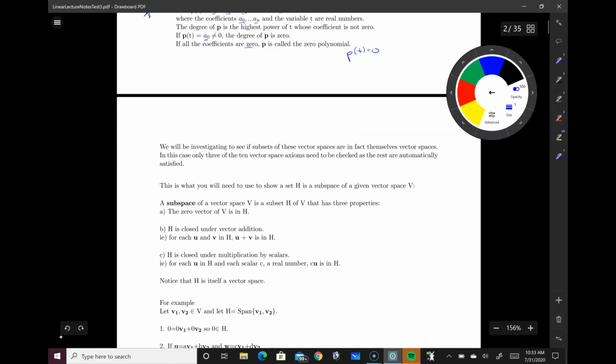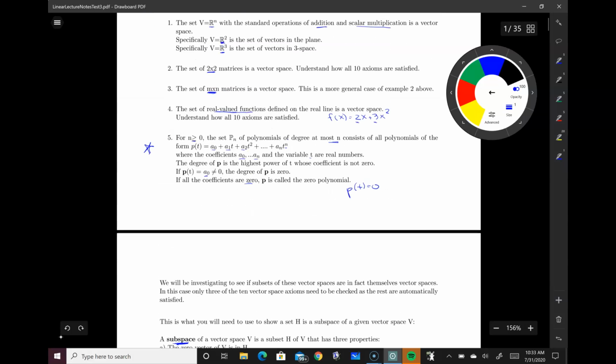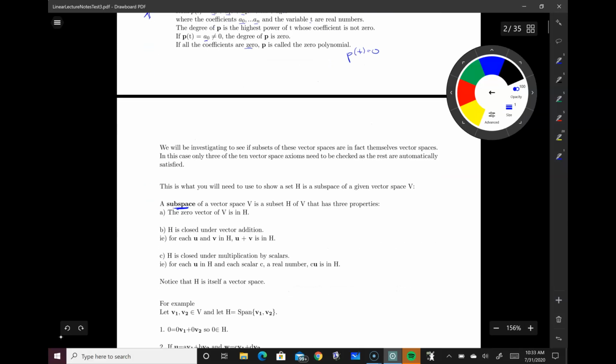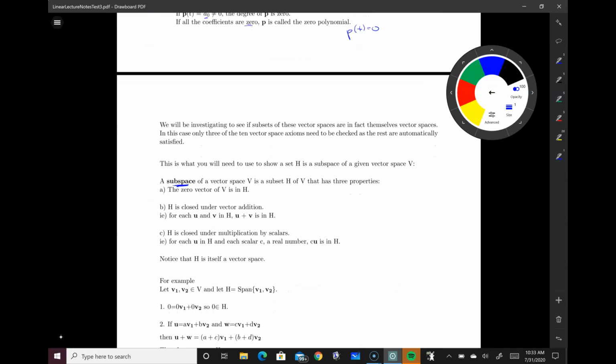All right, so let's look to see what we'll be doing. I will not be having you go through all 10 of the items to show that it's a vector space, but what I will have you do is determine if a set is a subspace of a known vector space. So we're going to stay in an area where we know things are vector spaces already, like 2 by 2 matrices, like R3, like R2, like polynomials. So we already know these are vector spaces. So I'm going to give you criteria, and then you'll need to determine whether it's a subspace.